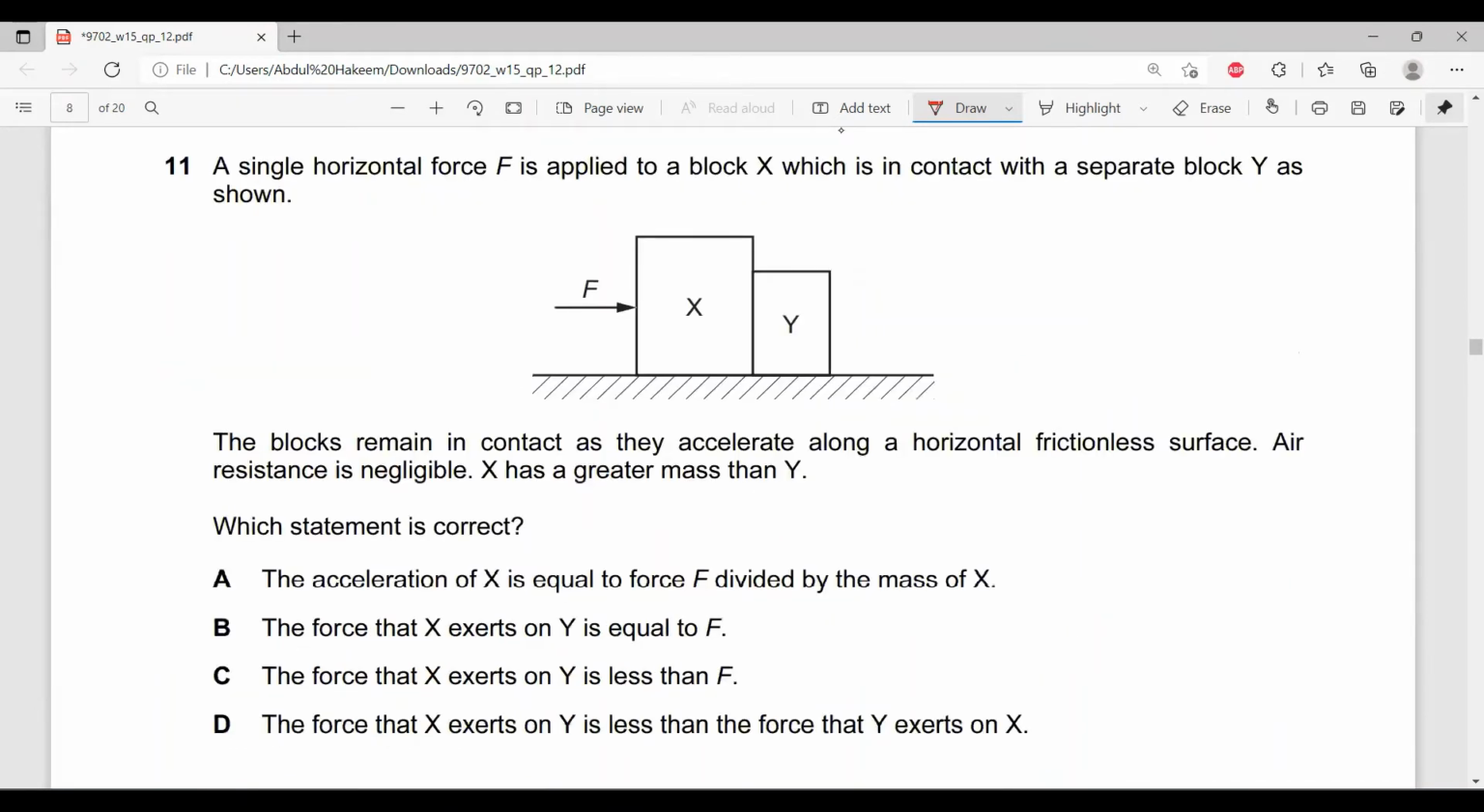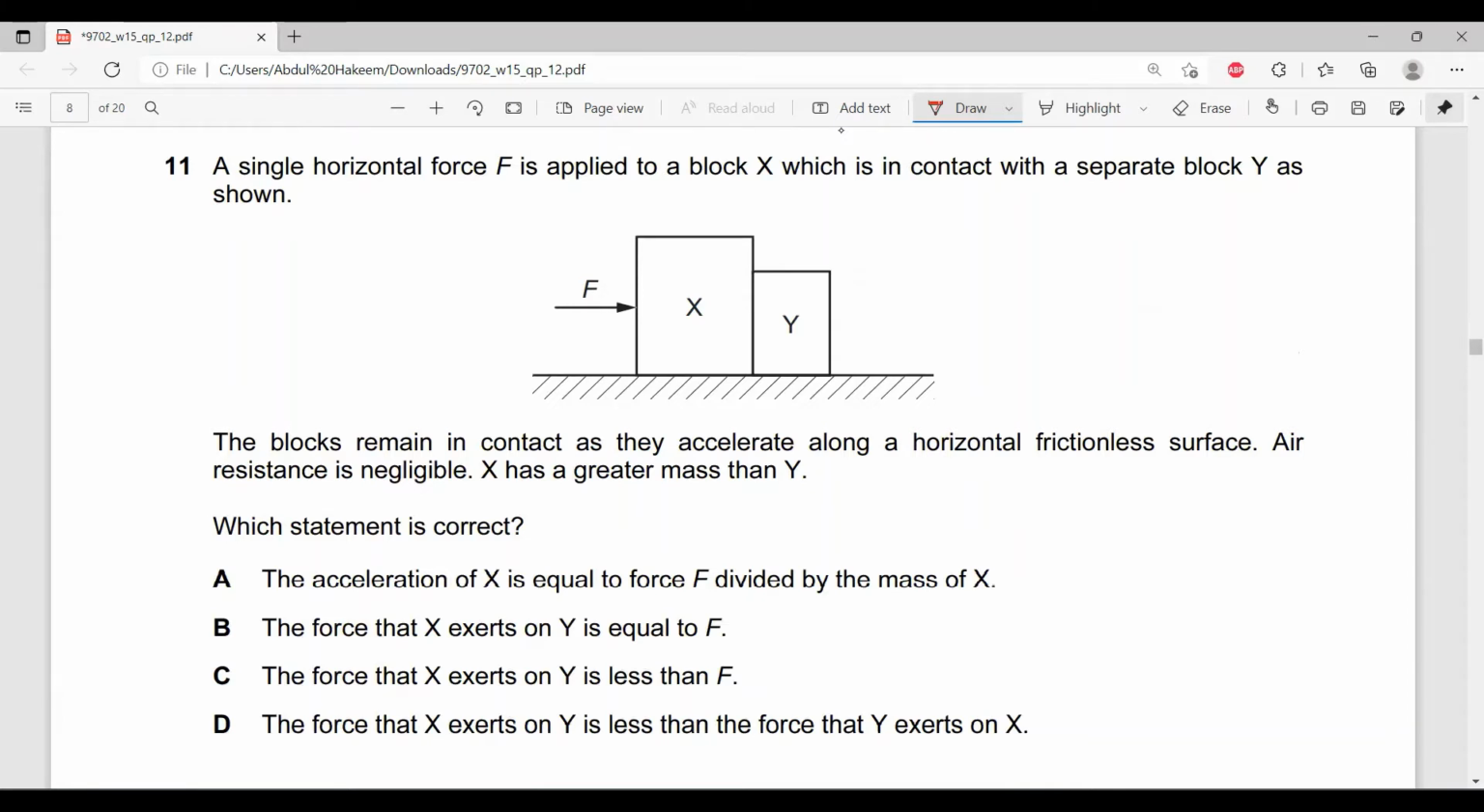Next, question number 11. A single horizontal force F is applied to a block X which is in contact with a separate block Y as shown. The blocks remain in contact as they accelerate along the horizontal frictionless surface. Air resistance is negligible. X has a greater mass than Y. Which statement is correct? The acceleration of X is equal to the force divided by the mass of X.